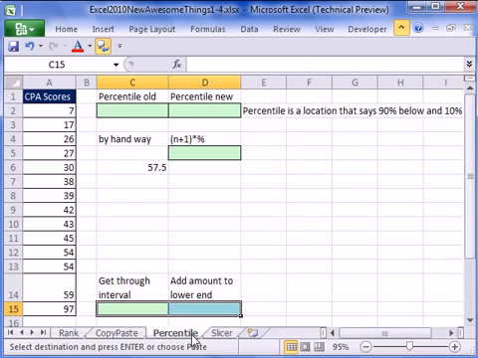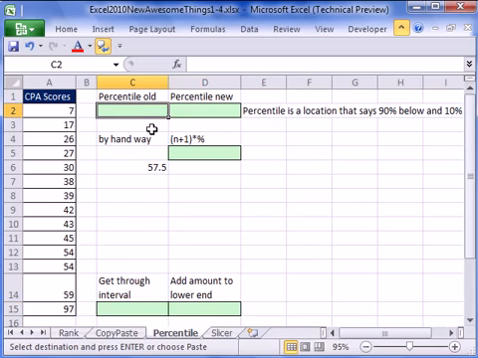They've improved it tremendously. Now, percentile, what does percentile do? Here's some CPA scores. And if you say the 90th percentile, it means that 90% of the scores will be below that particular score and 10% above. So it's a very useful function in Excel.